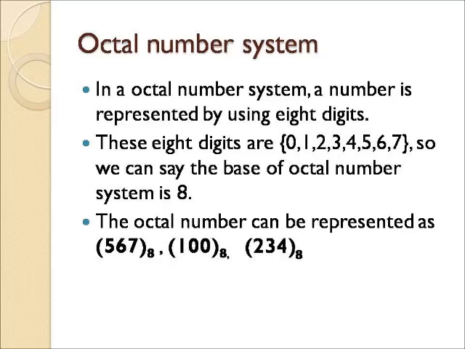Here also you can see the representation of octal numbers: 567 to the base 8, which means 567 is an octal number, right? So in order to represent an octal number, we use the digits starting from 0 to 7, right?